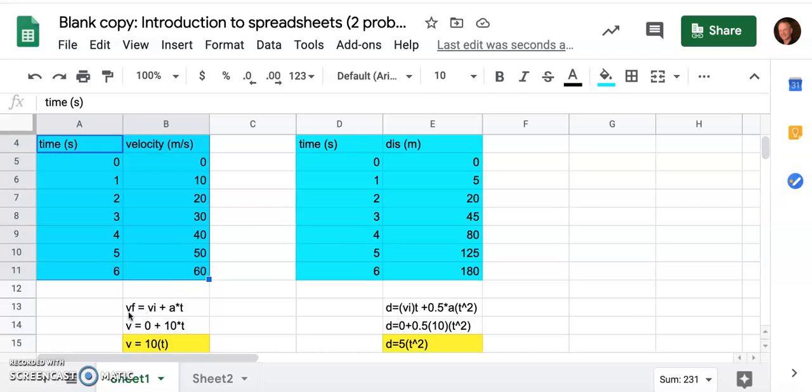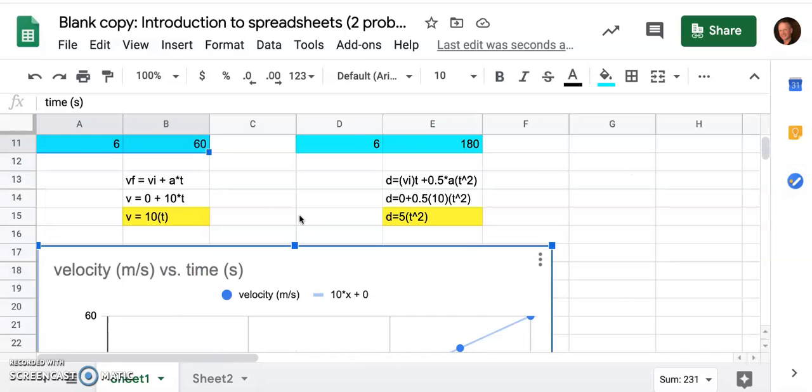We use this equation, velocity equals initial velocity plus acceleration times time. So in that equation, the acceleration rate was 10, and the initial velocity was 0. You can see a similarity with the linear trendline equation. So the slope 10 here is the acceleration, 10x plus 0, and 0 was the initial velocity.